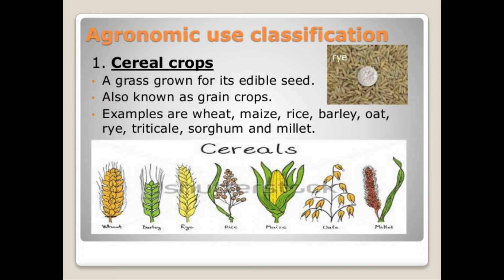They are classified as follows. The first one is the cereal crops. Cereal crops are grasses grown for their edible seeds, also known as grain crops. Examples are wheat, maize, rice, barley, oat, rye, triticale, sorghum, and millets.